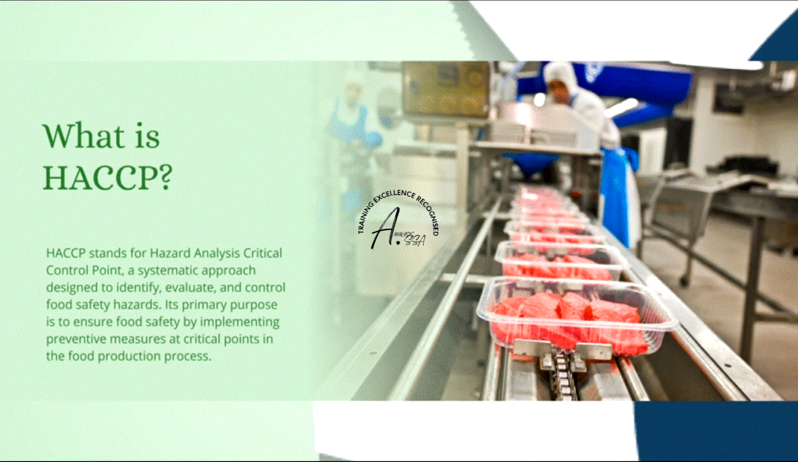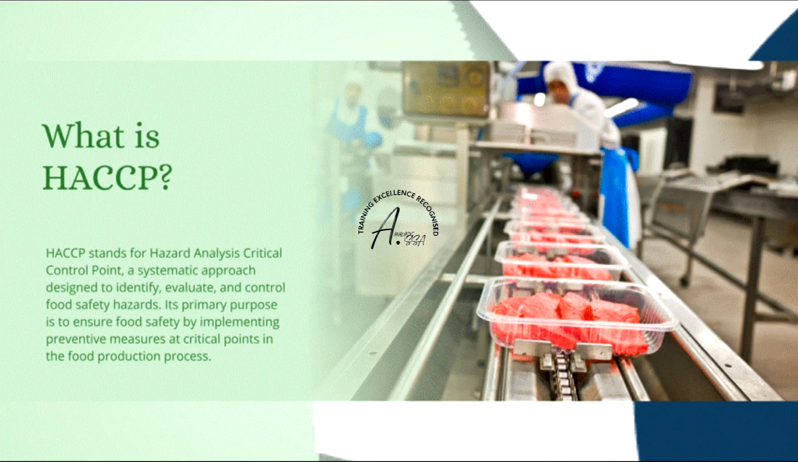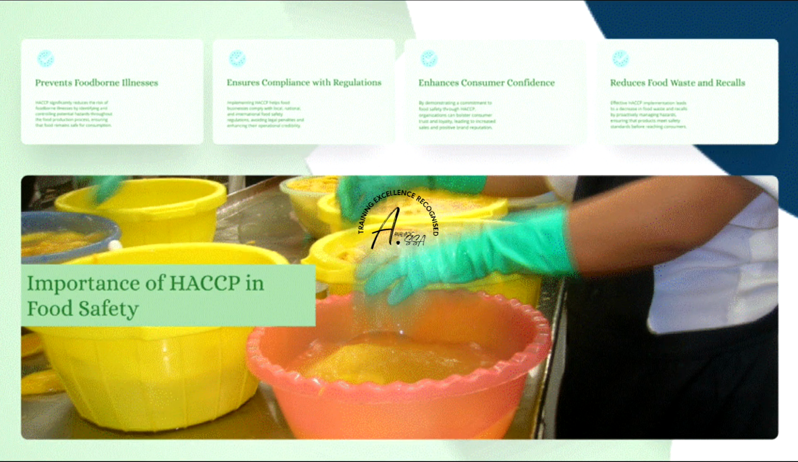Hazard analysis and critical control point, HACCP, is a way of managing food safety hazards. The 7 HACCP principles promote good safety practices in the food industry. HACCP has been a legal requirement in the UK food industry since 2006.